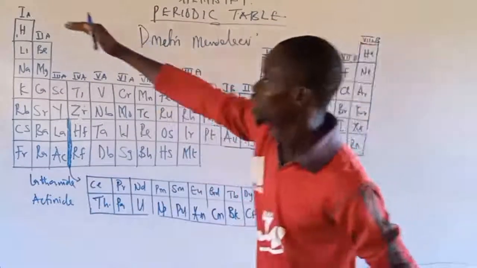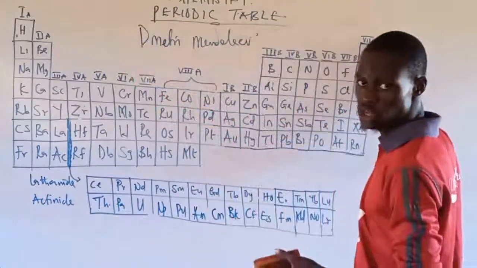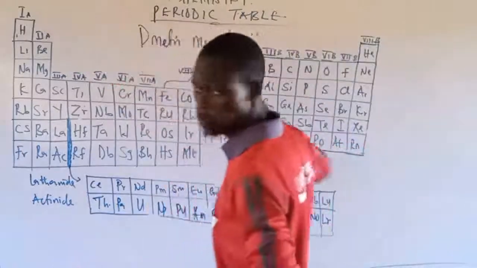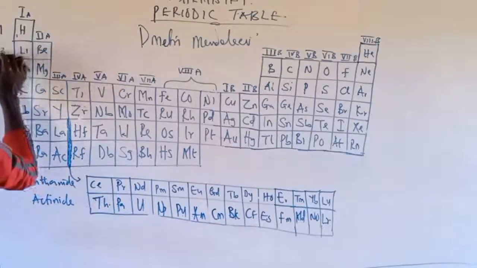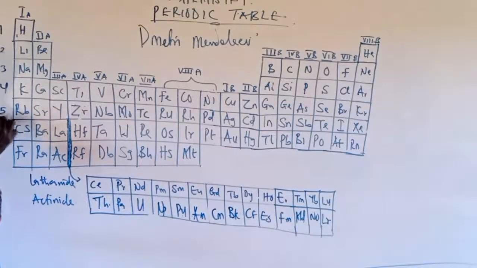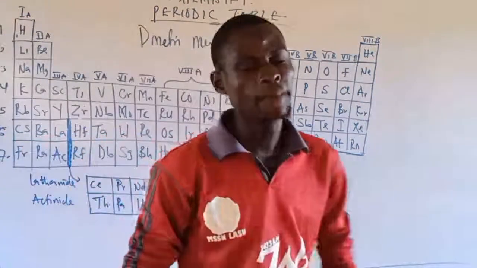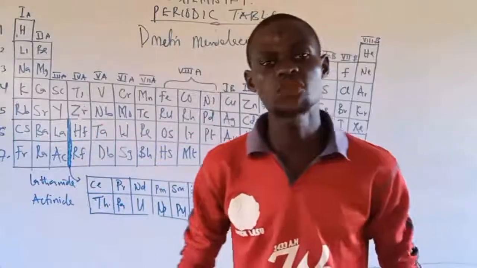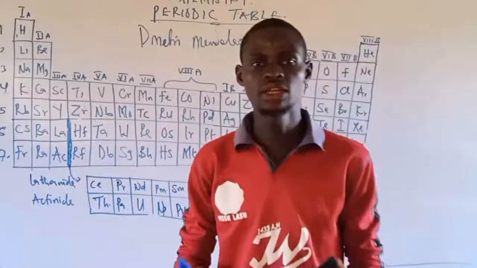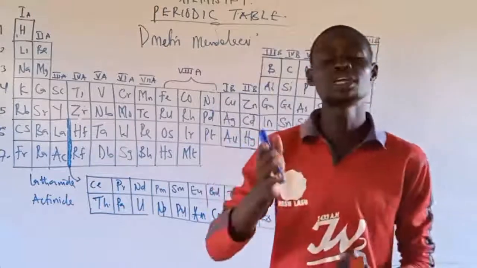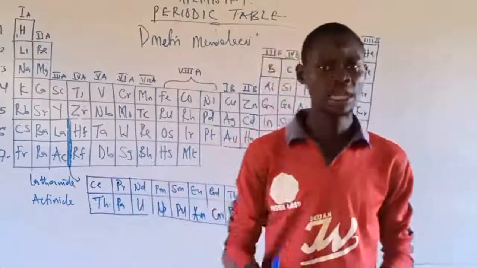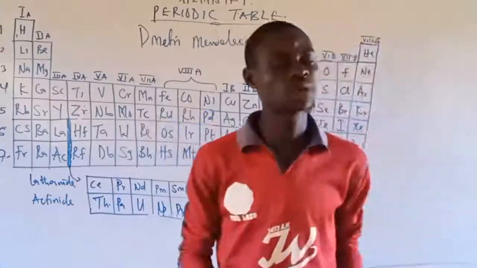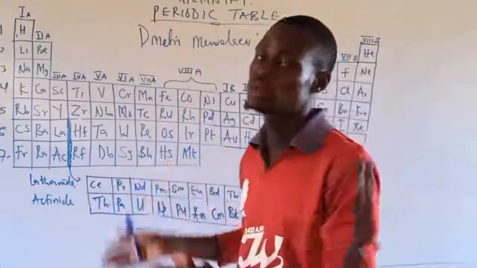But before, the groups were in this order, whereby we had 8 groups, and also we have 7 periods, which is period 1, period 2, period 3, period 4, 5, 6, and 7. Now, when we say the periodic table, it is the arrangement of elements in rows and columns in a table. That's what is called a periodic table. Now, this idea was given to us by Dmitri Mendeleev.